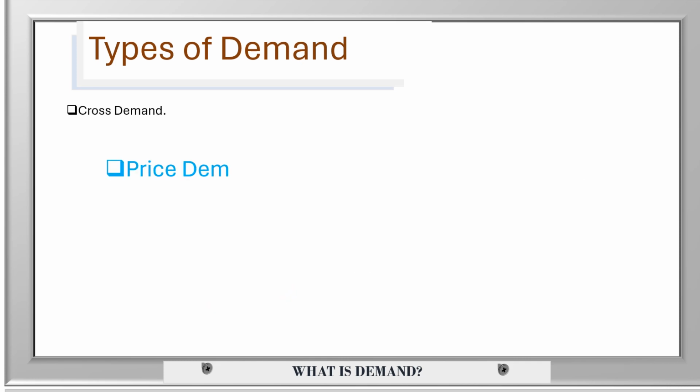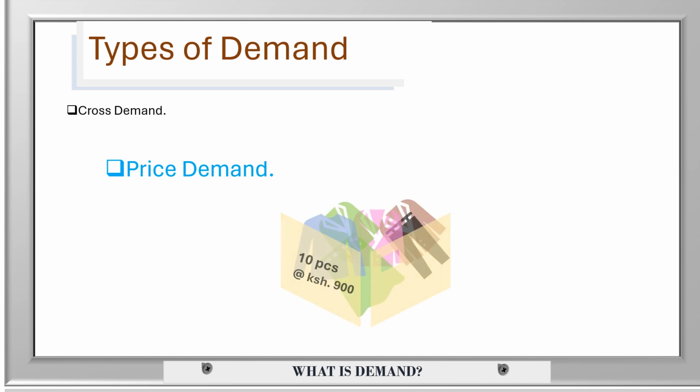Another type of demand is price demand. The concept of price demand refers to the willingness of consumers to spend a certain amount on a product at a given price, or how much they are willing to pay for a specific quantity of goods or services. And this is very important to understand the consumer's willingness to pay.